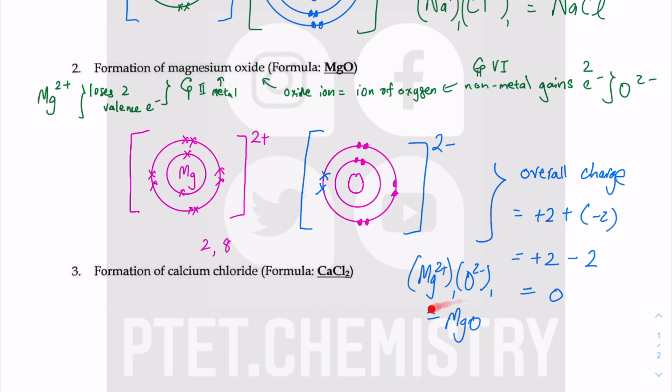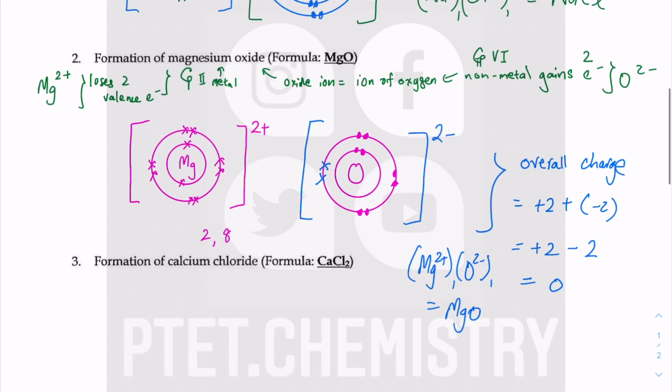What you don't see from this formula is that they are ionic, and that's something you need to appreciate based on what you know about metals and non-metals. When they combine together to form a compound, they form an ionic bond. Okay.